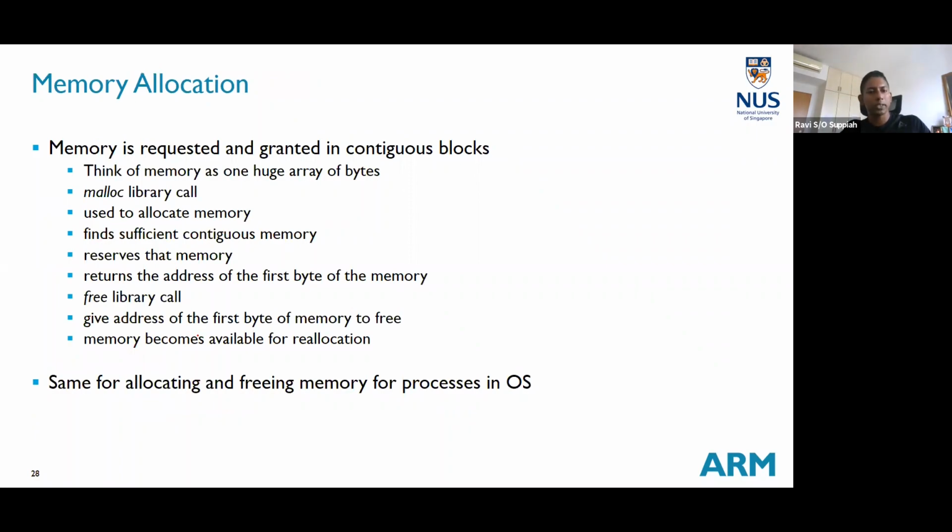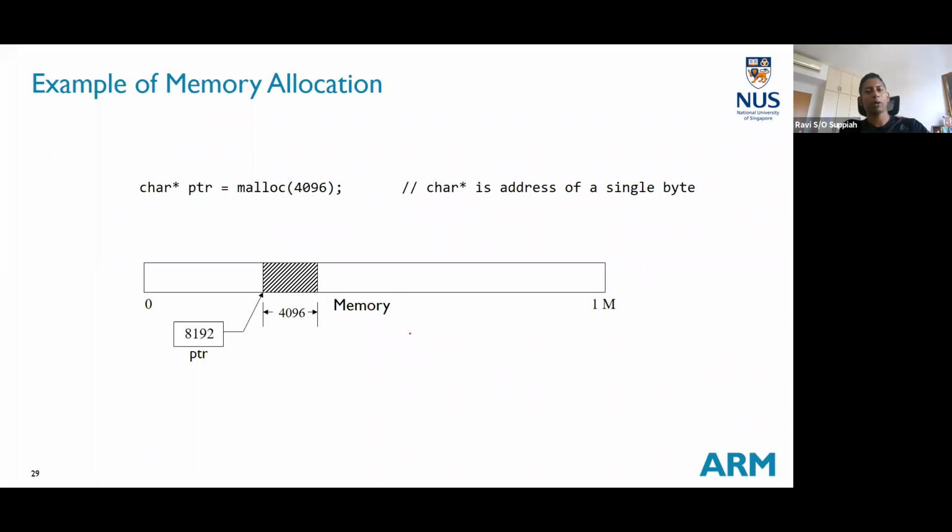Memory allocation is requested and granted while you are running the code through the malloc and free functions. Now let's look at an example of malloc. In this case, I call malloc to set aside 4K bytes of memory, and I use the pointer here to point to the start of this memory location. So this 8192 is basically the address where this 4K bytes starts. From there I can access this entire memory region using this pointer.